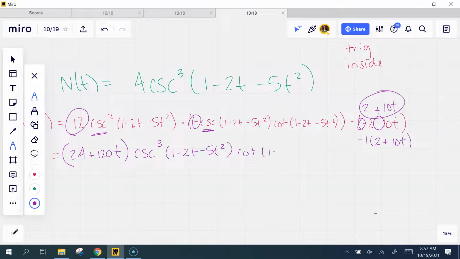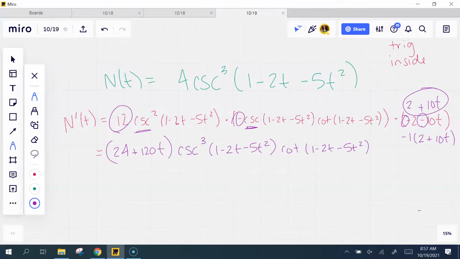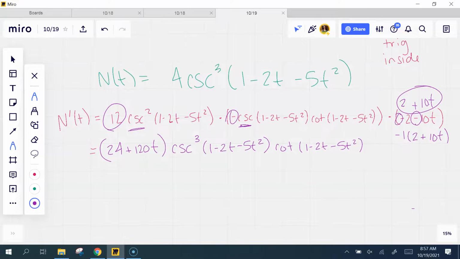Cotangent. That's the end. I don't see anything else I could do with that to manipulate. That was pretty good. So I multiplied the negative 1 and this negative 1 to get positive 1.